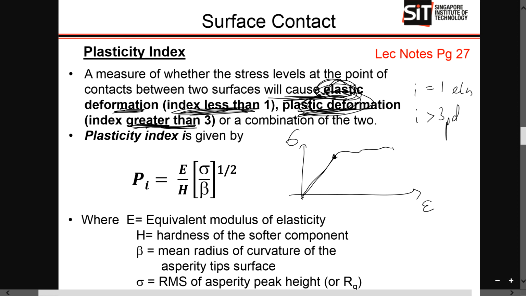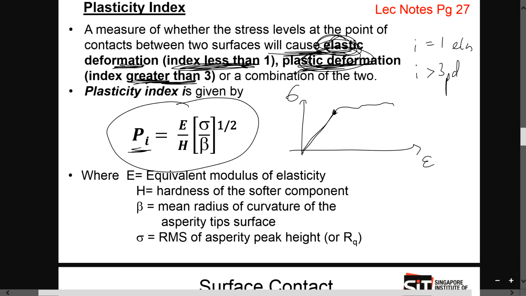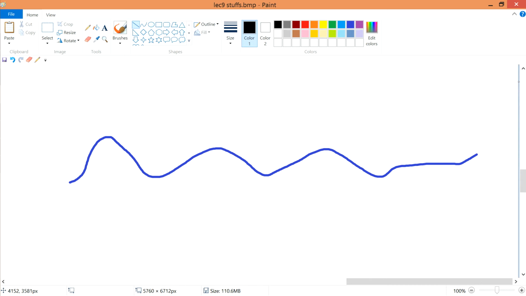This is the equation to determine your plasticity index. I don't know whether you need to memorize it. I don't see that he asks us to memorize that, but take note of it in case you want to calculate, so you know how to use it. The sigma over here is the root mean square of the asperity peak height, and this is the surface of your material, a bit rough.